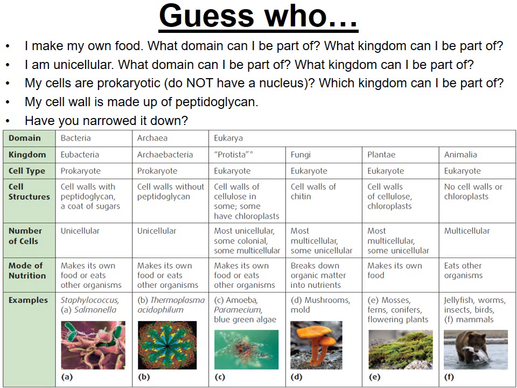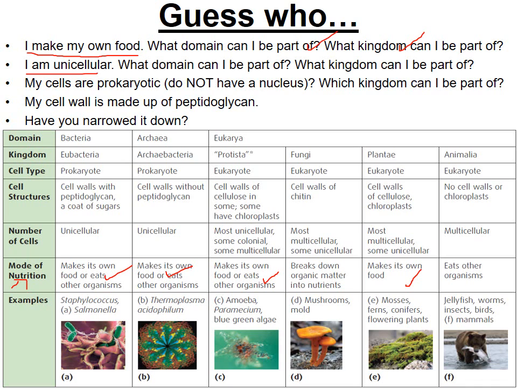So the idea is that by the end of this presentation and by the end of the unit, you should be able to identify which domain and kingdom an organism is part of using some characteristics given to you. For example, we can start off with this over here. I can make my own food. So you look for something that can make its own food. That would be mode of nutrition. Makes its own food. Well, you could be bacteria. You could be archaea. You could be a protist. You could be a plant. So you could be in either bacteria, archaea, or eukarya domain just with this information here. And we can narrow you down to about 4 kingdoms.